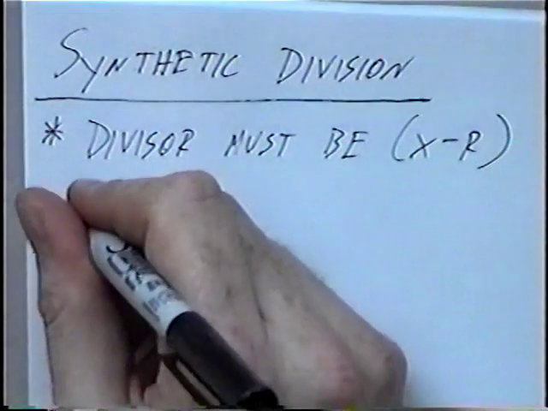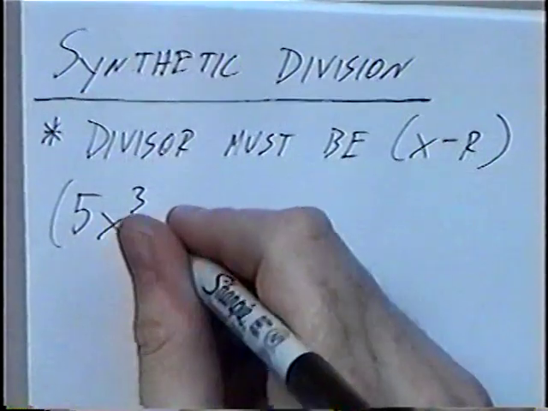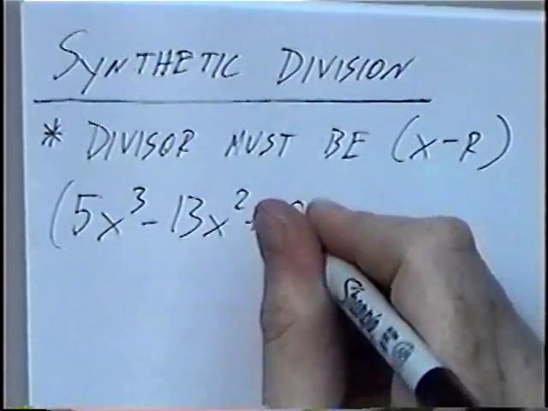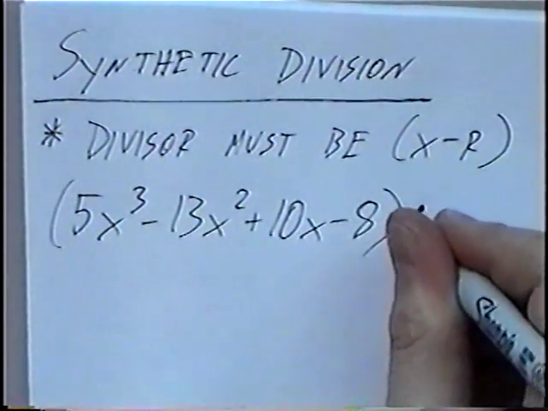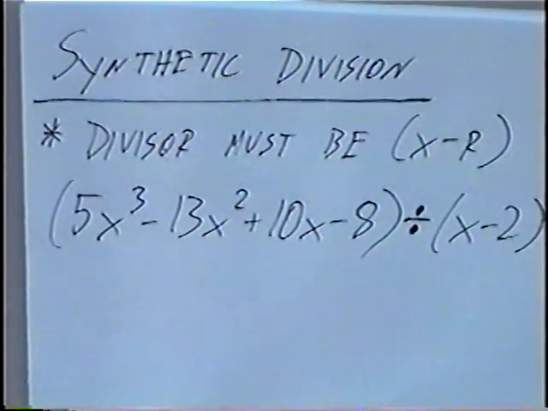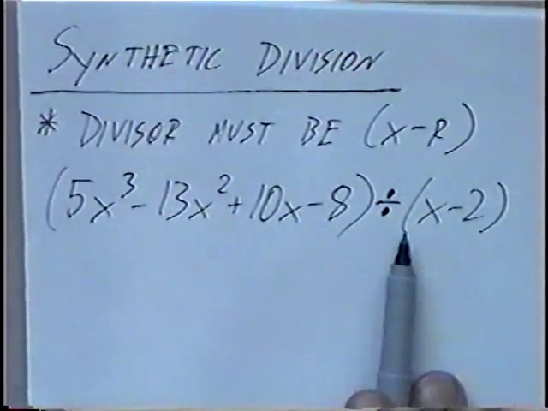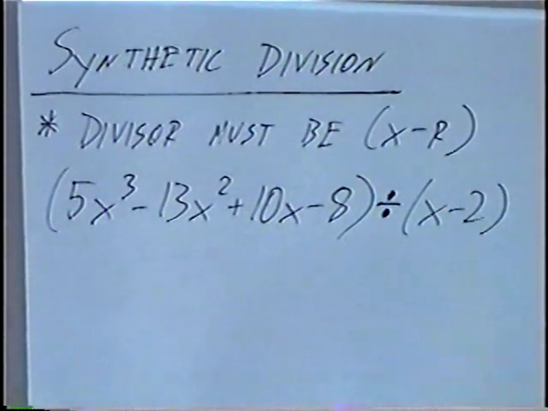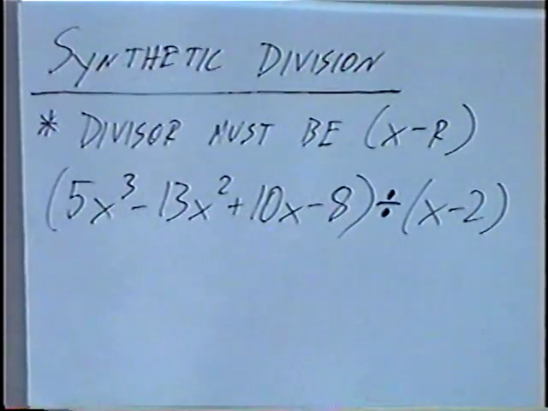Taking a look at the first question. In parentheses, 5x cubed minus 13x squared plus 10x minus 8, and a division symbol dividing by, in parentheses, x minus 2. Looking at this problem, the divisor that we're dividing by is of the form x minus r, or we have x and then a single number after that, which means we can use synthetic division.